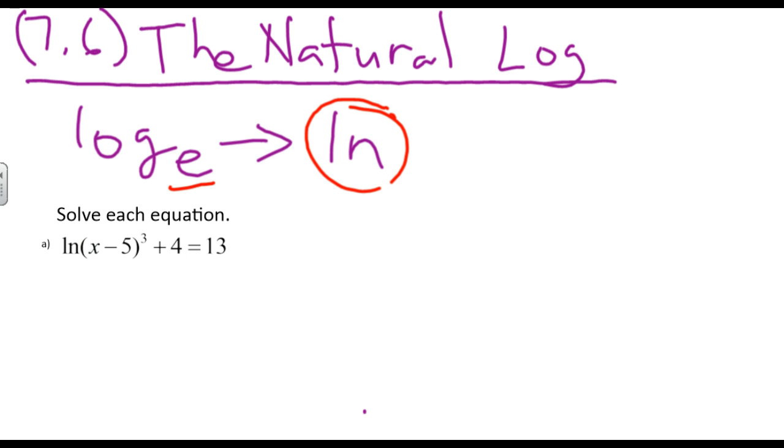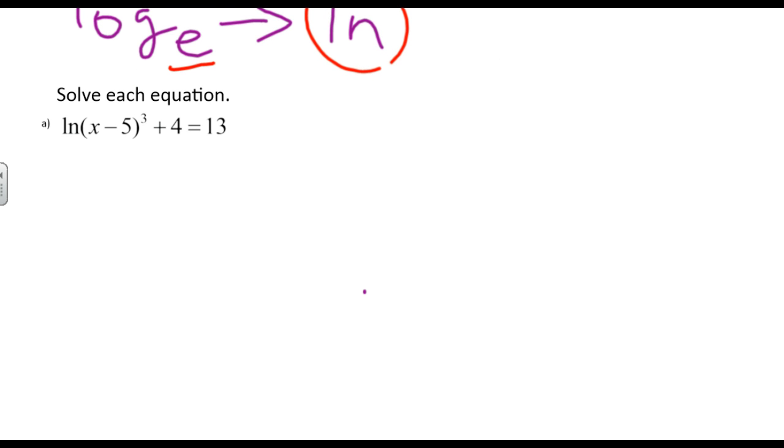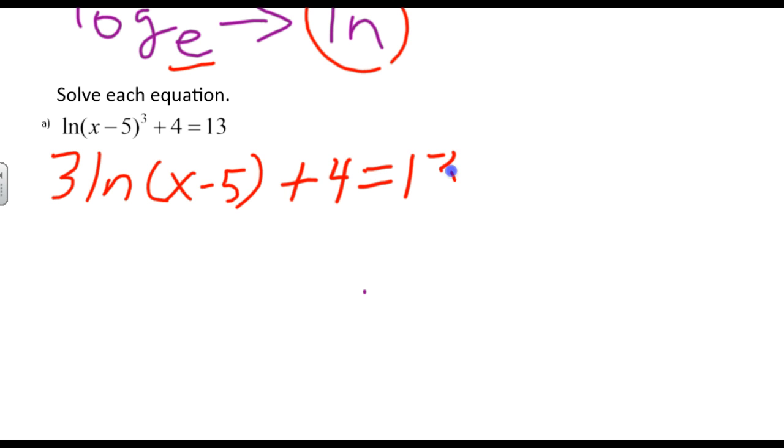All right. Let's take a look at a couple of examples where we're solving equations with logs or natural logs. This example right here, I've got the natural log of (x minus 5) to the third power plus 4 equals 13. I want to solve for x. Well, the first thing I notice is I don't like this 3 as an exponent. So I'm going to use the properties of logs, and I'm going to bring that 3 down in front of the natural log using the power rule, and I get 3 times the natural log of (x minus 5), and then plus 4 equals 13.